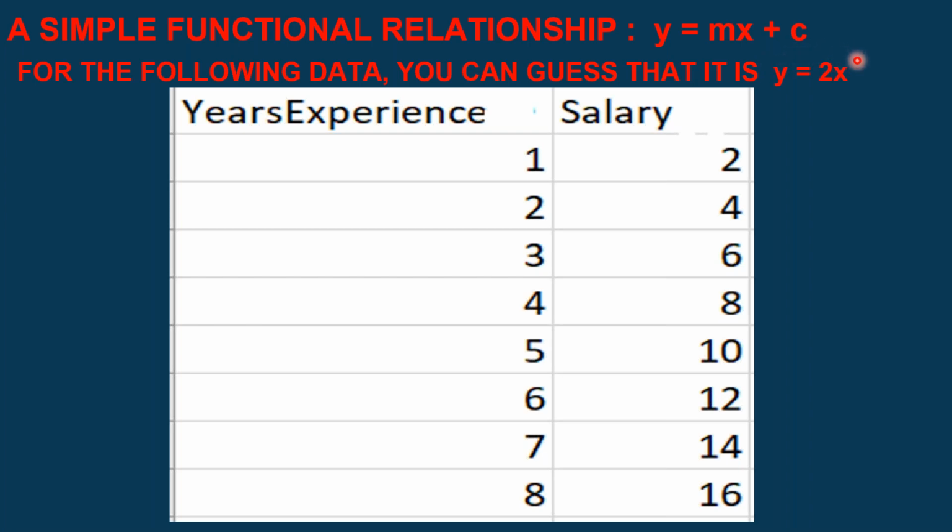Here X is known as the independent variable and Y is known as the dependent variable. Why do they call Y the dependent variable? See, when the years of experience changes, salary also changes. When 8 becomes 9, 16 becomes 18. When 9 becomes 10, 18 becomes 20. That is why I say this one depends on this.